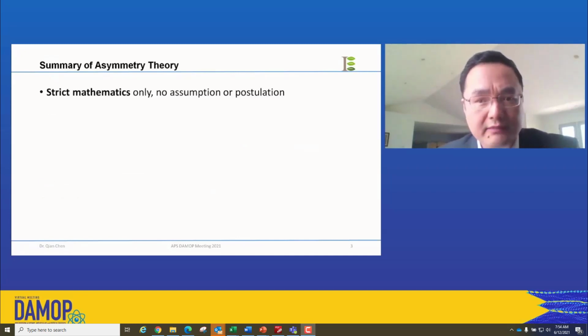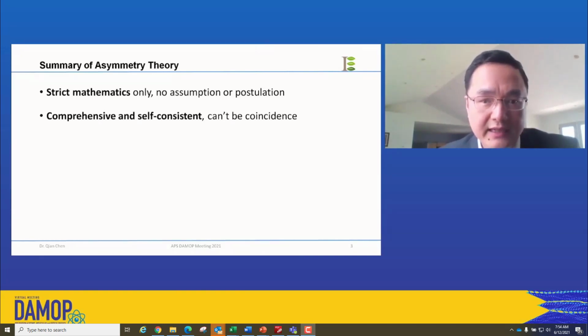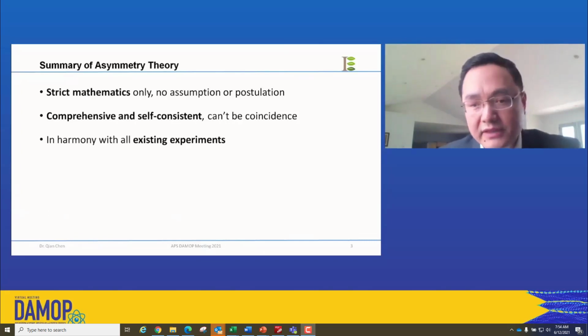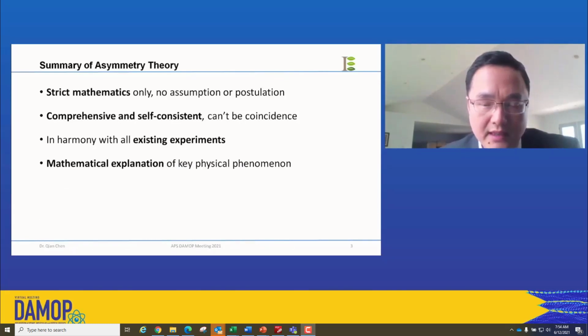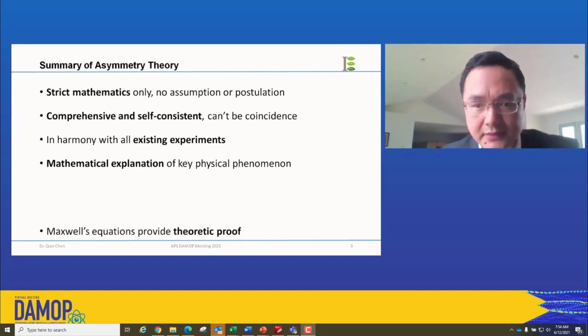First, it is strict mathematics only, so we didn't make any assumptions or postulations. Secondly, the result is comprehensive and self-consistent, so anyone can see that it's not some coincidence. It's in harmony with all existing experiments. It provides mathematical explanations of key phenomena without any paradox.